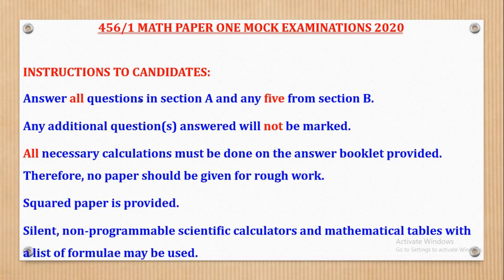So these are the instructions which I believe you are well aware of, but what I can remind you is that for section A you have to answer all questions and section B you answer any 5. So a complete or standard paper consists of 17 questions, where 10 questions are in section A and they carry equal marks of 4, then 7 questions are in section B. So for the sake of revision, we are going to do all the 7 questions, but when you're answering your paper, you have to attempt only 5.